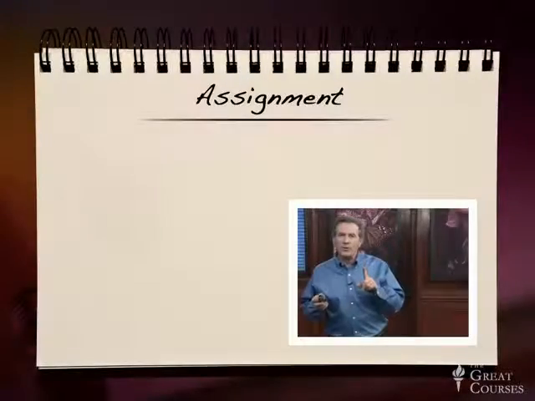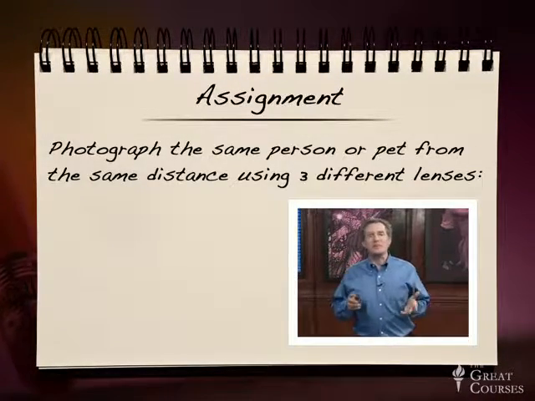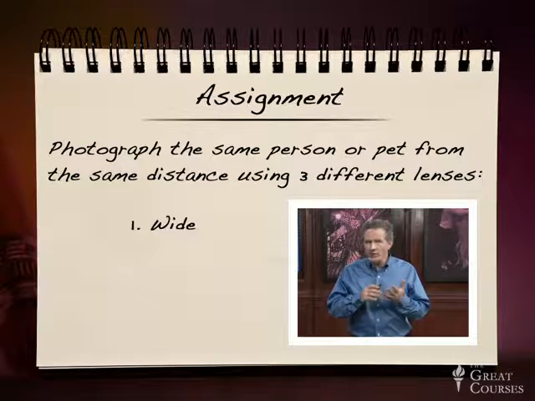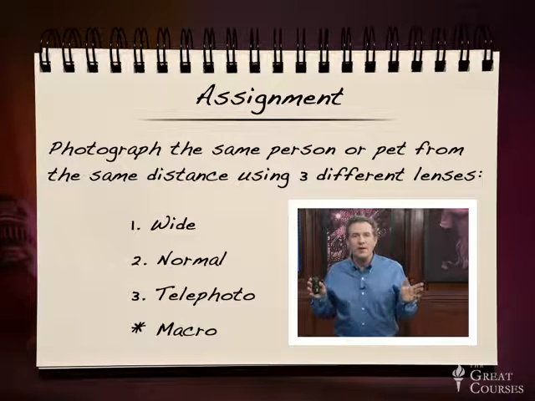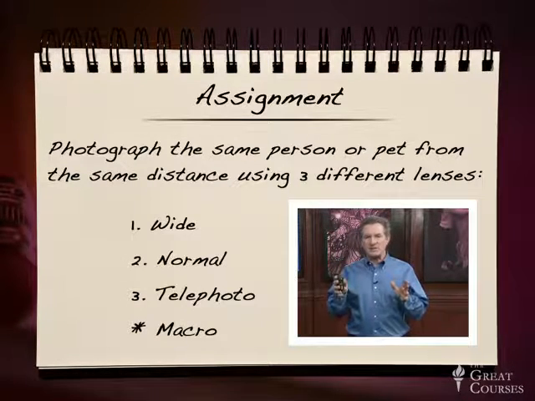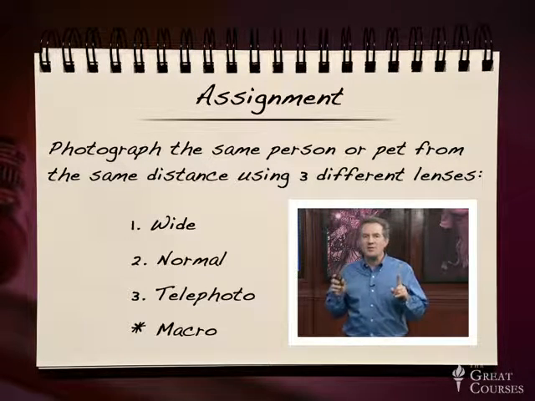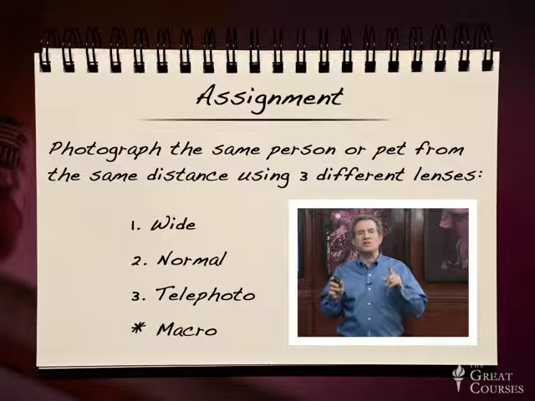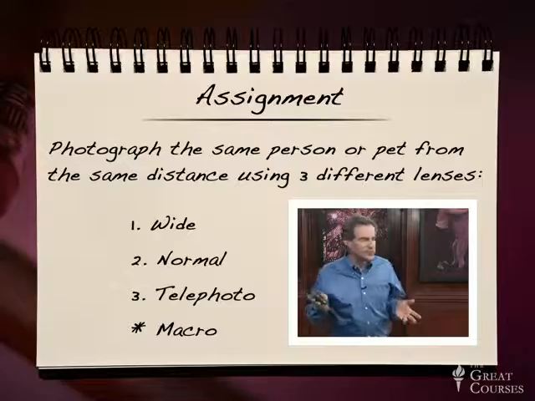So, your assignment. The best way to get a sense of how different lenses function in photographs is by trying them all out on the same subject. Your homework for this lecture is to photograph the same person or pet from the same distance using 3 different lenses: wide, normal, and telephoto. For extra credit, try a macro lens, or if you don't have one, figure out what the minimum focus distances are on your other lenses. Compare your pictures once they're done and pay attention to how the choice of lens changes the end result. How are backgrounds affected? What does lens choice do to facial features?